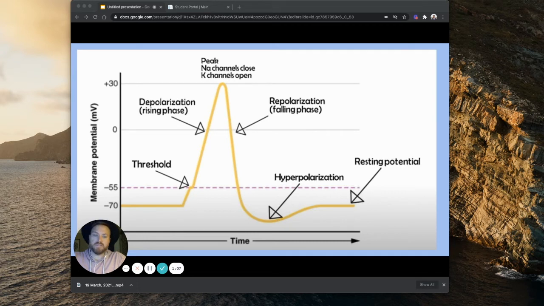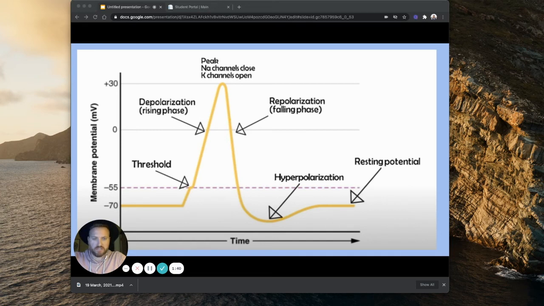This causes massive depolarization of the neuron as the membrane potential reaches zero and even becomes more positive. This is known as the rising phase of the action potential. This influx of positive ions creates the electrical signal known as the action potential, which then travels down the neuron. Eventually, the action potential peaks at about +30 millivolts. Sodium channels begin to close, and potassium channels open.